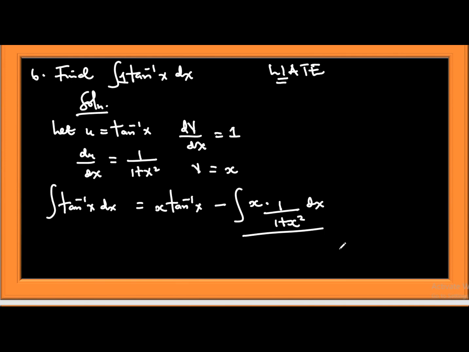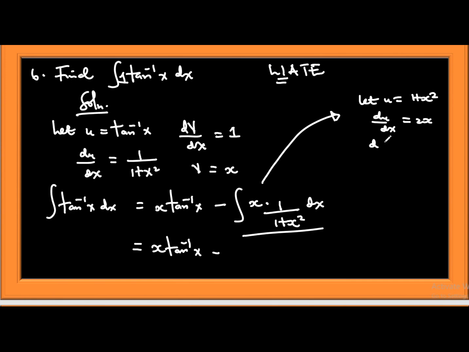So you simply let u to be 1 plus x squared. Should you differentiate it, you will get 2x. Make dx the subject, and then proceed normally, and you will realize that when you do so, our final answer becomes x tan inverse of x here minus. Now the integral of this, if you carefully follow that procedure, you are letting u to be 1 plus x squared, du dx becomes 2x, dx becomes du out of 2x.